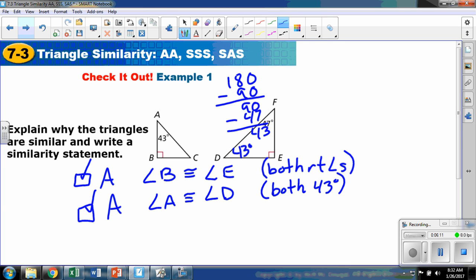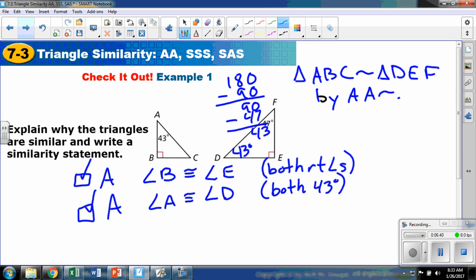This is enough for us to say, beyond doubt, we absolutely know that these two triangles are similar. So we'll write up our statement. Triangle ABC is similar to triangle, and let's find our corresponding parts. Angle A corresponded with angle D. Angle B corresponded with angle E, and C corresponded with F. And we used angle-angle similarity to do it. We're done.